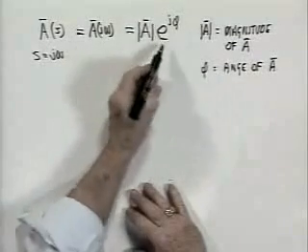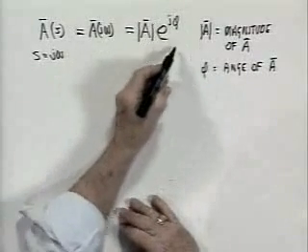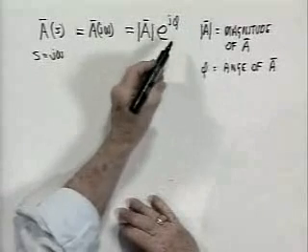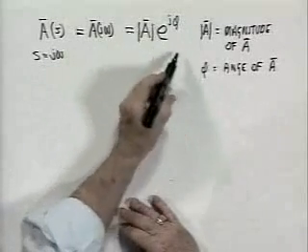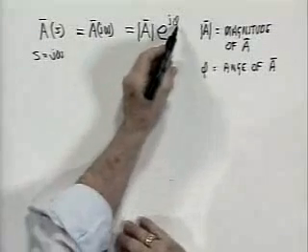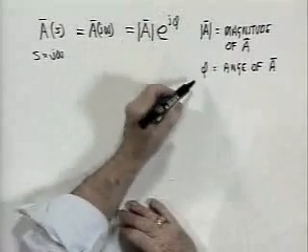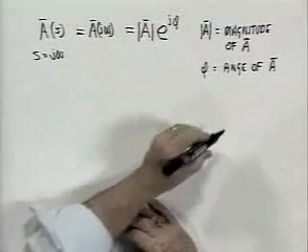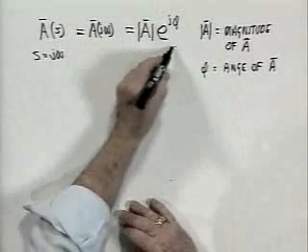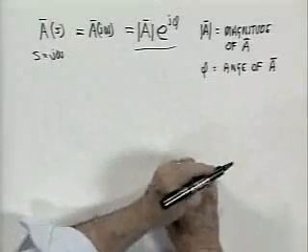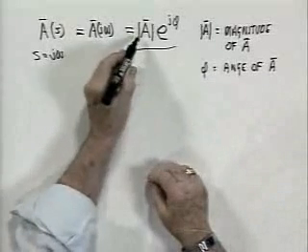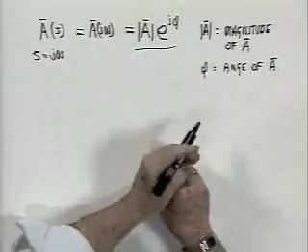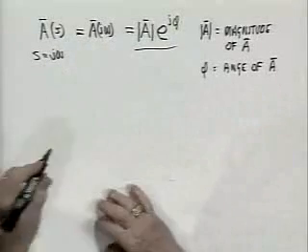I represent it as e to the j phi because the function e to the j anything has a magnitude of 1. It doesn't affect the magnitude of the function, and it makes an angle with the positive real axis of phi. So this is a convenient way of representing the angle. So once you have the number in polar form, you can then plot the magnitude of A and the angle of A versus frequency.